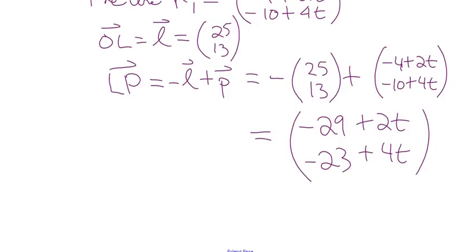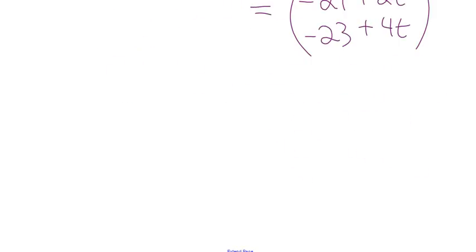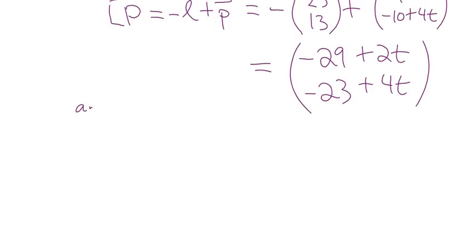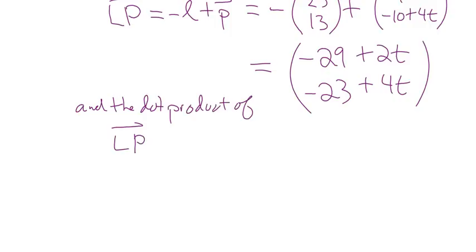Okay. Now we get into the fine print, right? So, the dot product of LP and the direction is equal to 0. Because they're perpendicular, right? And it's only the direction of R1 we care about, right? We don't care about anything else, it's just direction.